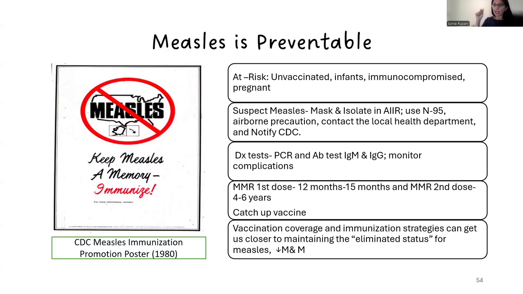We have our MMR vaccine and then the MMRV vaccine. If the parents and the caregivers prefer, that vaccine is available as well. The first dose of the MMR vaccine, the measles vaccine, is given at the age of 12 months. Then the second dose comes in at the age of 4 to 6 years.